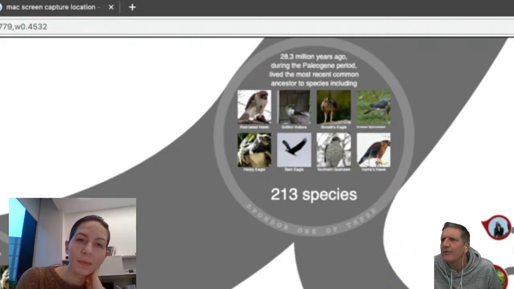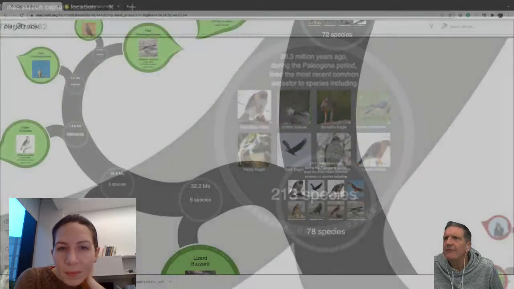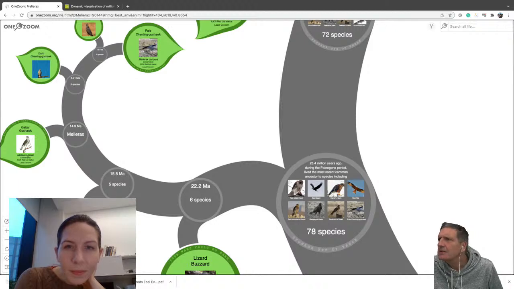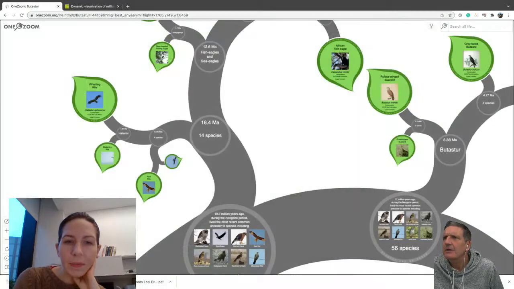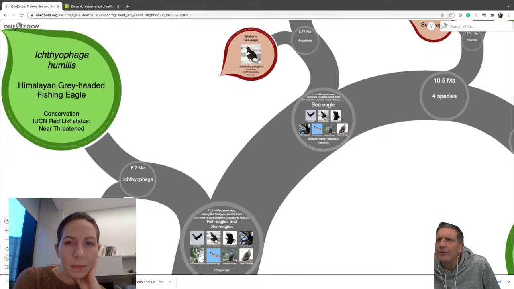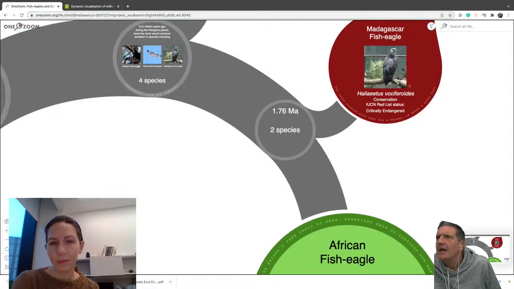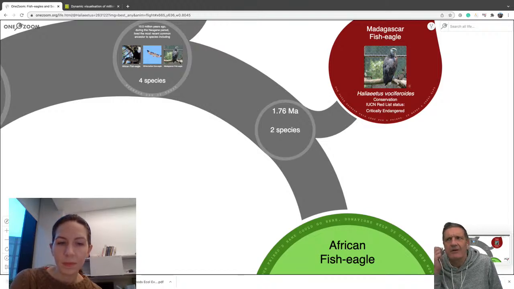28 million years ago. There's the bald eagle, by the way. So if we go on exploring now, can you read that on the screen? You've got all different types of raptors here. And you've got the gray-headed fish eagle. We go on and on down that branch, and there's the Madagascan fish eagle, which is threatened with extinction, right?